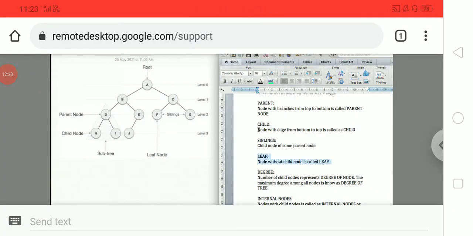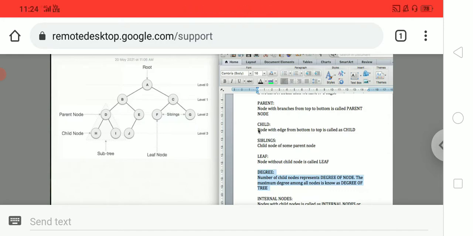So another concept is degree. Number of child nodes represents degree of node. The maximum degree among all nodes is known as degree of tree. Okay, when we take this example, here degree of A means 2 because for A node we have two children, so that's why degree of A means 2. If we take degree of B 2, degree of C 2, so this concept is called degree of node.